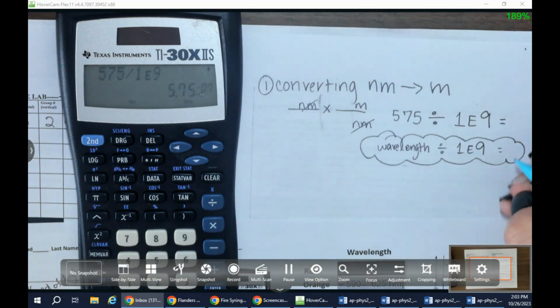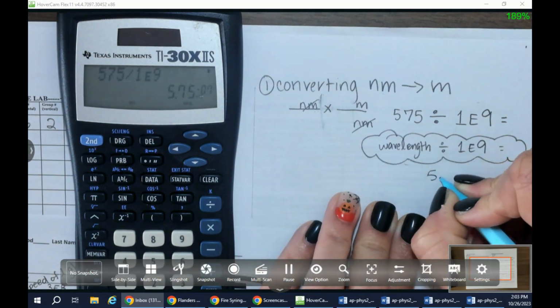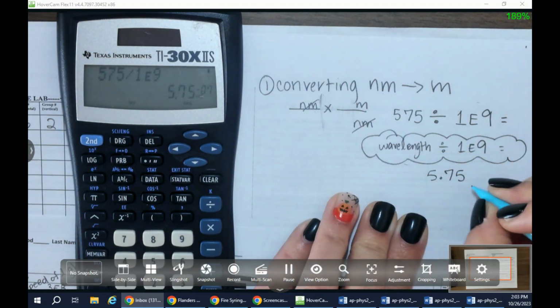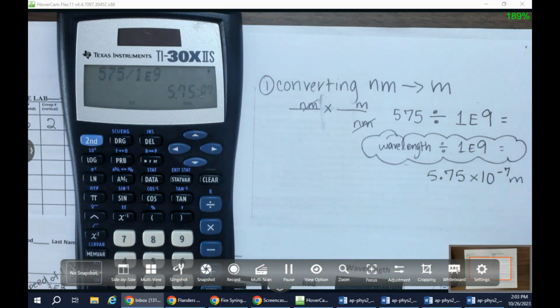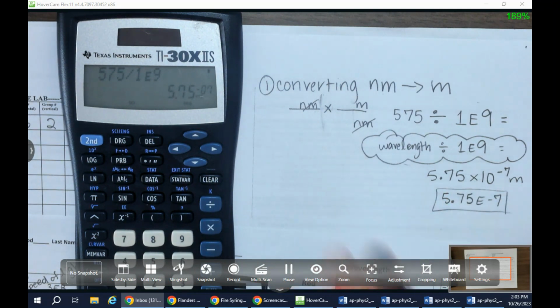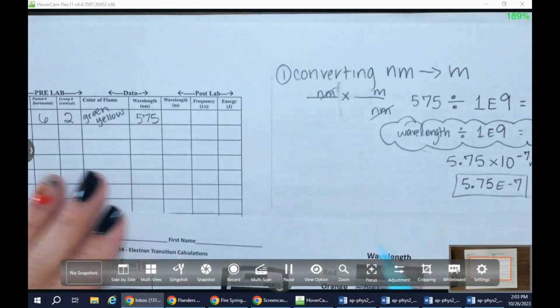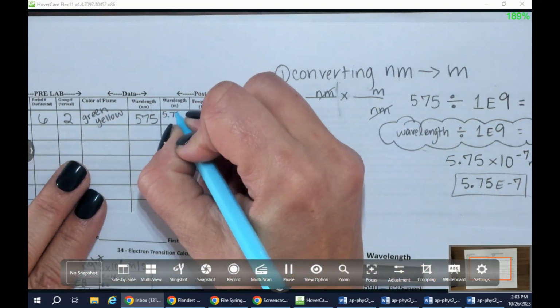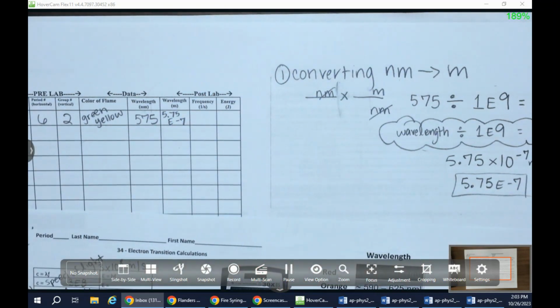The answer that I am getting is 5.75 times 10 to the negative 7 meters. But that's still a lot to write in our data table, so I'm going to shorten it to 5.75 E negative 7. That's what I'm going to be writing. So now in my data table, I can put 5.75 E negative 7, just like that.